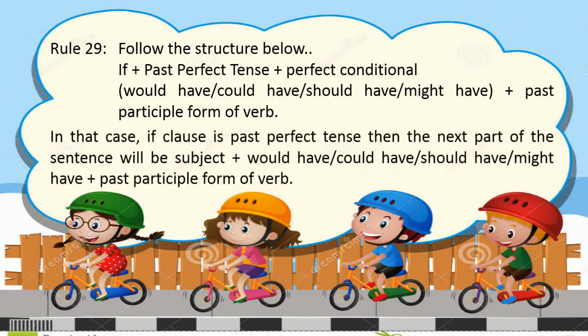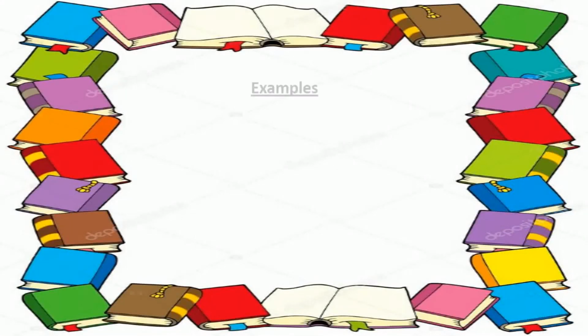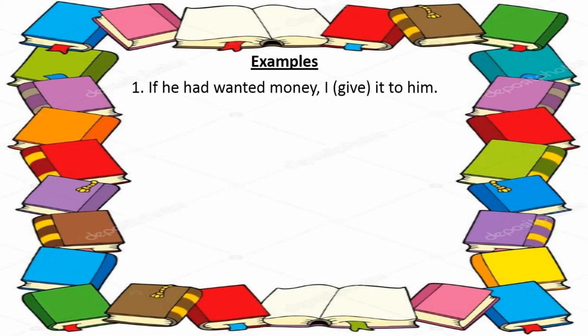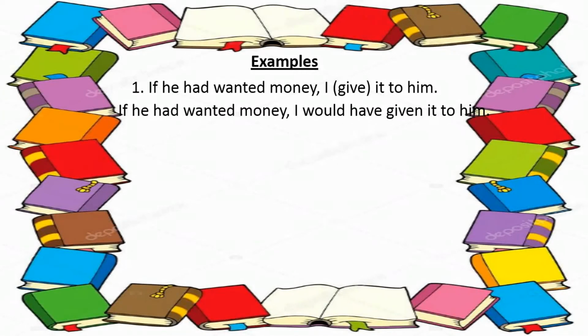In that case, if the if clause is past perfect tense, then the next part of the sentence will be subject plus would have, could have, should have, might have plus past participle form of verb. So let's have the example. If he had wanted money, that means the first part of if is past perfect tense. So the next part will be perfect conditional. I would have given to him.